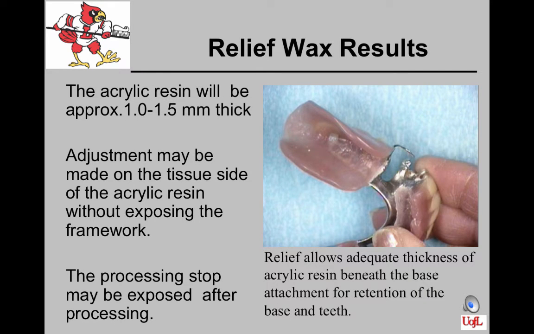Relief allows for an adequate thickness of acrylic resin beneath the base attachment area of the framework. It's necessary to retain the teeth and the base. The acrylic resin will be approximately 1.5 millimeters thick when the proper relief is provided during the construction of the RPD framework. Adjustment may be made to the tissue side of the acrylic resin without exposing the framework. The processing stop or cast stop may also be exposed during processing. Some patients see this metal and think that there's a problem, and you may need to explain how the framework is made and why that might be exposed, that it's not a problem.